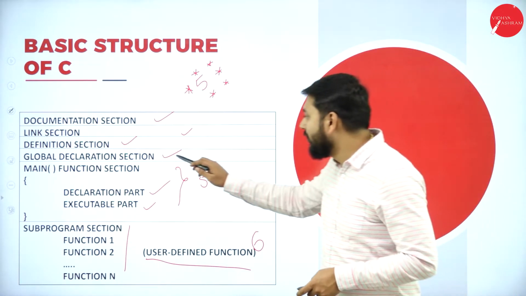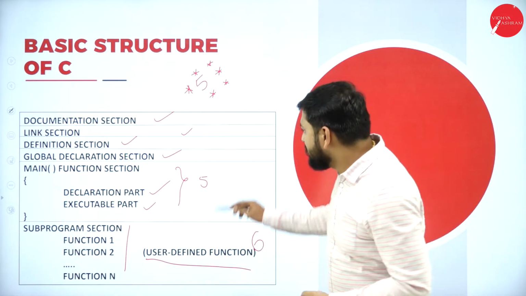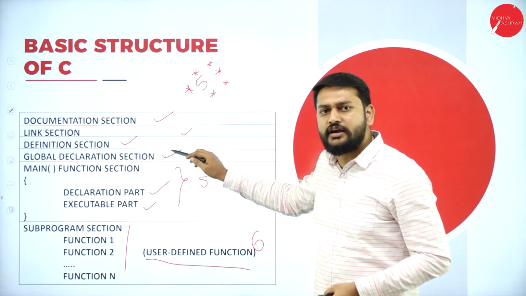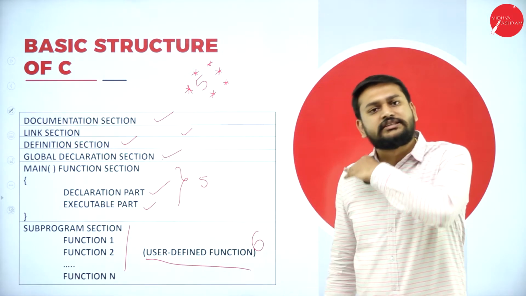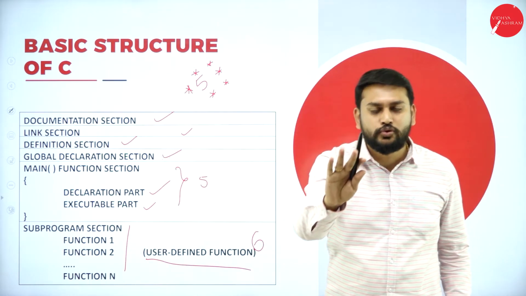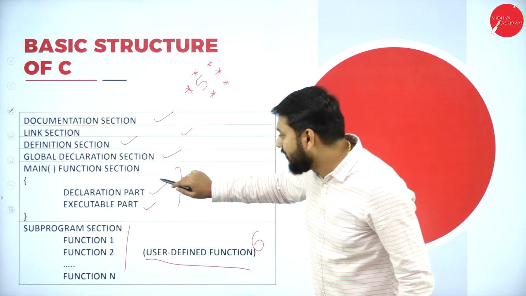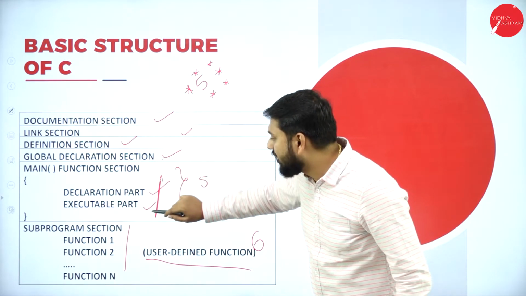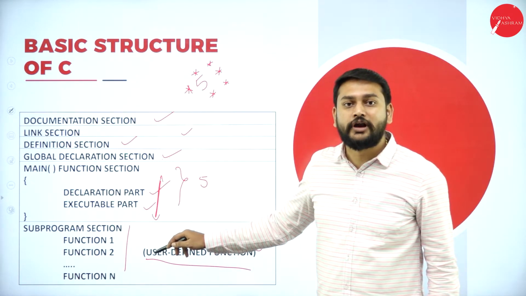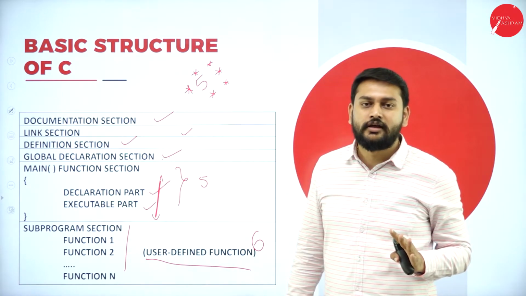After that, global variable section. So you have the global declaration section. If I declare any variable in this space, whatever I have declared here can be accessed anywhere in the program. But if I declare it inside here, I can only access it in this much space. I cannot access it outside. That is very important that you need to understand.